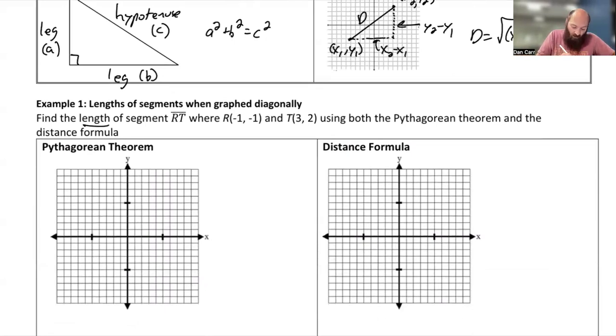So let me plot RT, which is at negative 1, 1, and 3, 4. So here's R, here's T. Let's just go ahead and duplicate that and bring it on over.